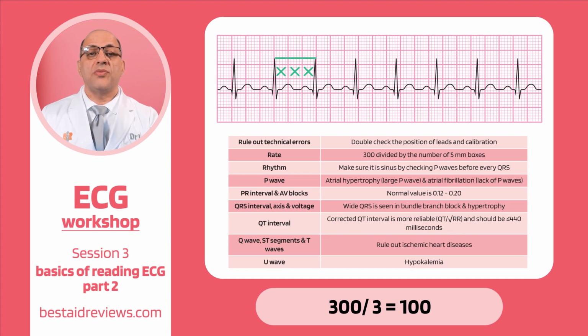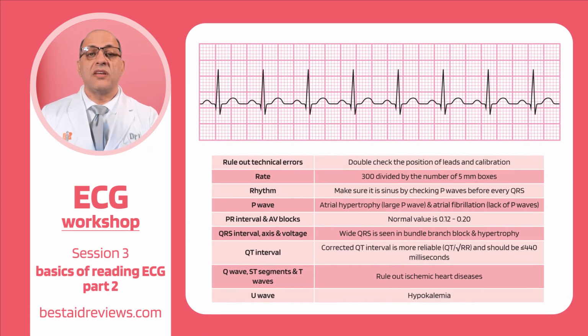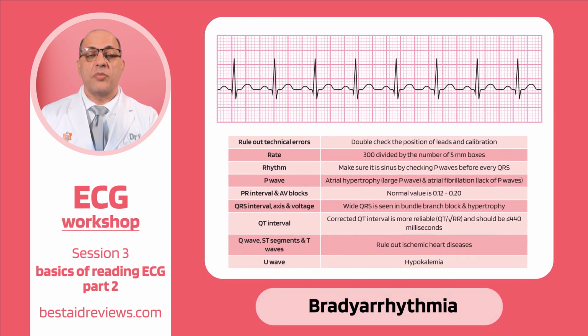So we said 3 big boxes, 300 divided by 3 is 100. Anything less than 3 boxes, that means we have a heart rate that is over 100, so we have tachyarrhythmia. In the case that we have more than 5 big boxes, 300 divided by 5 is 60. So anything less than 60 will give us more than 5 big boxes between the two R waves, so we would have bradyarrhythmia.